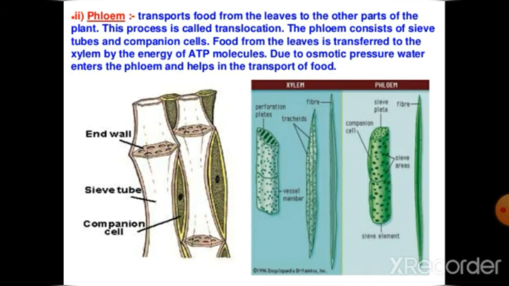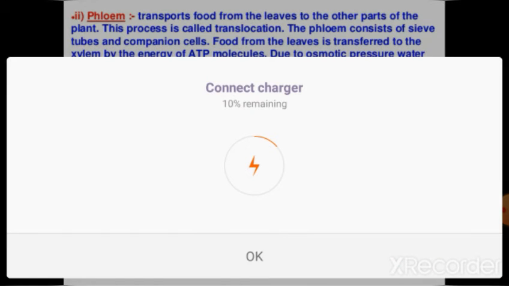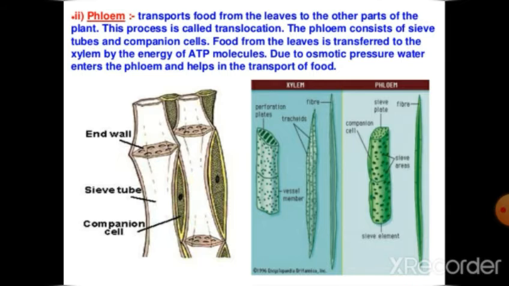Phloem transports the food in the form of sucrose from the leaves to the other parts of the plant. This process is known as translocation. Phloem is a tissue made up of different cells known as sieve tubes and companion cells. Food from the leaves is transferred to the phloem by using ATP molecules. Due to the osmotic pressure, water enters the phloem and helps in the transport of the food. Transport through the phloem is bidirectional, while transport through the xylem is unidirectional.